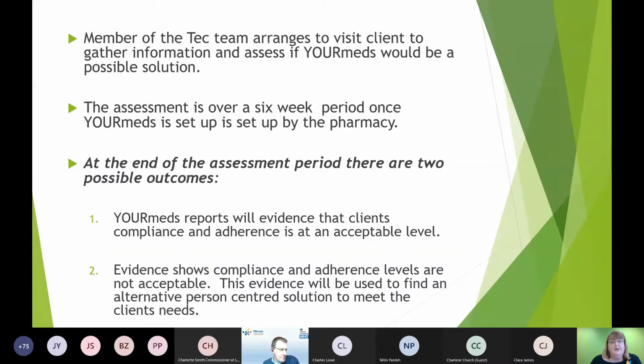At the end of the assessment period, there are 2 possible outcomes for the client. The evidence from the portal would show compliance and adherence is at an acceptable level, which would in turn mean that the YOURmeds system works for the client and we would continue to see that as a solution. The other possible outcome is that the evidence shows compliance and adherence levels are not acceptable, even with the intervention and support of the team throughout the last 6 weeks. This evidence will then be used to find an alternative person-centred solution to meet the client's needs.